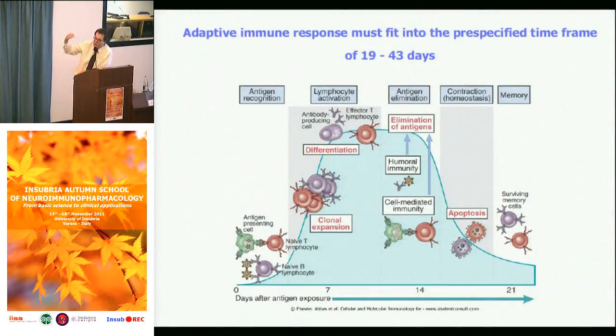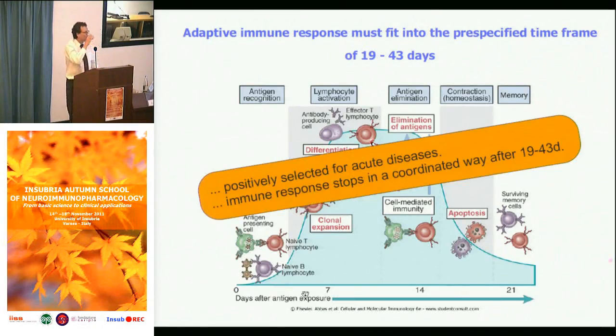So the evolutionary processes of energy storage and immune response are tightly linked. The close coevolution between bacteria and viruses and the responding system, in a coordinated fashion, in a network system, is very well adapted to each other. So that the adaptive immunity takes exactly the time that it needs to start and to stop the disease and go down and be fine again. So the total consumption time and the adaptive immune response are similar. Now, this has been positively selected for acute diseases. And the immune response, because it was coevolution, stops in a coordinated way after 19 to 43 days. And the coordinated way of stopping is highly important and is not only a question of the immune system, it's also a question of the neuroendocrine support system in this network.